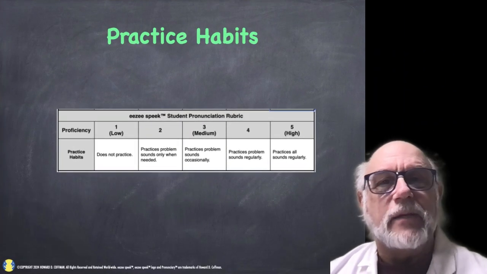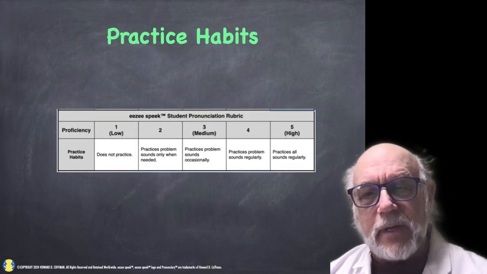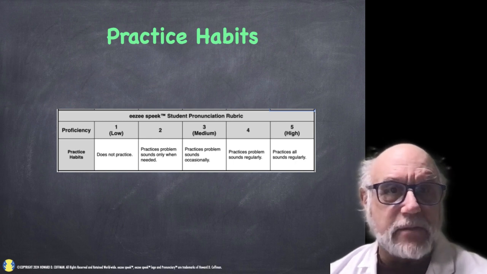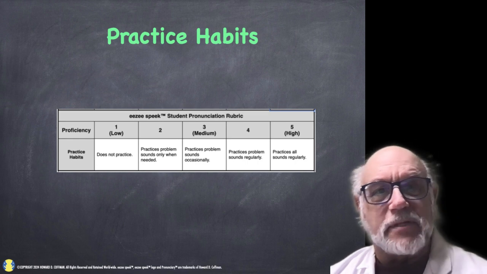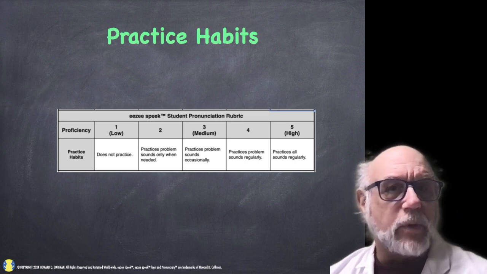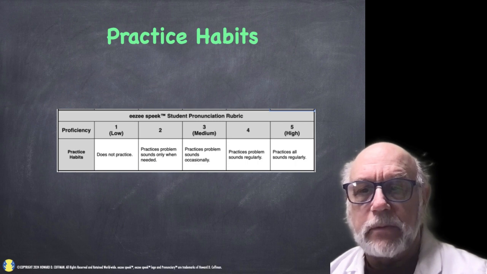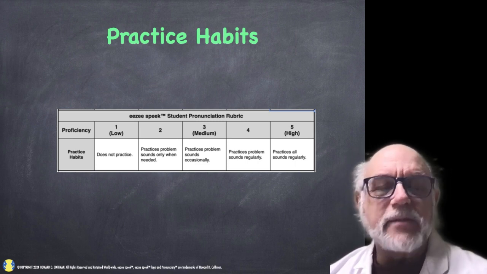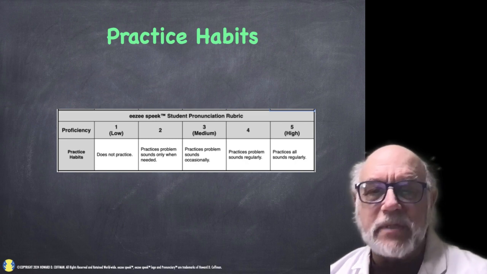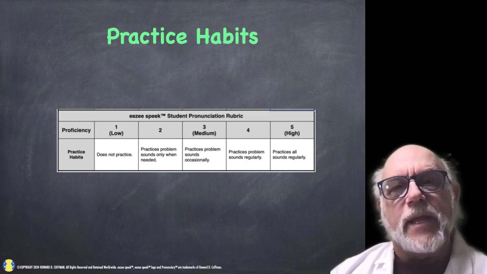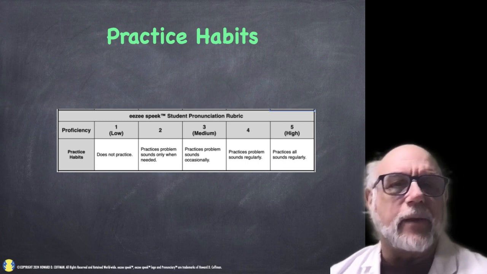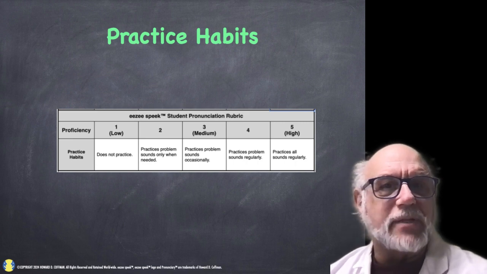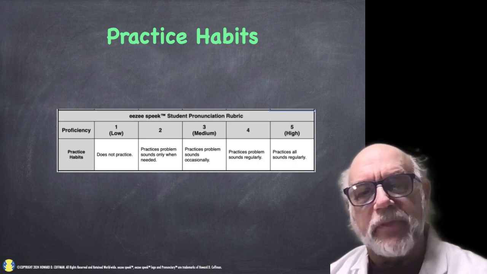And finally, we talk about practice habits. For the person who would get a low score here, they don't practice. They're kind of not taking it really seriously to the point where they're willing to do a little bit of extra work. Now, someone who would rate a 2 is someone who would practice their problem sounds, but only when needed. They really wouldn't be working on this too much. Someone who does it occasionally, I'd score them a 3.